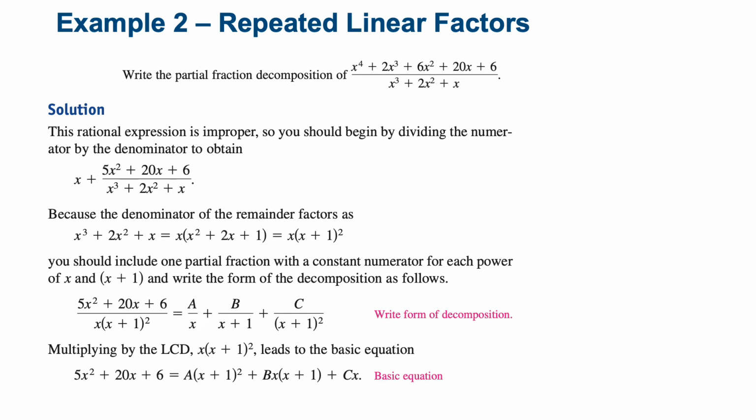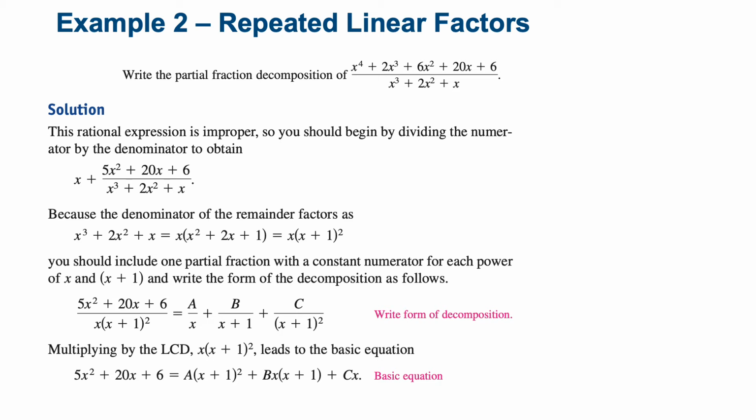So we go ahead and divide it, and you can do that somewhere on the side in your notes. Then you would find that you get x with a remainder of 5x² + 20x + 6, and that's all over what you're dividing by, x³ + 2x² + x. So now we're going to split up the remainder part into fractions.